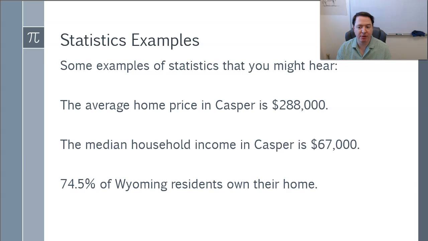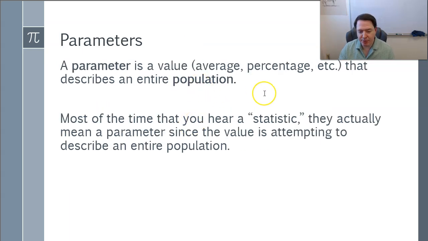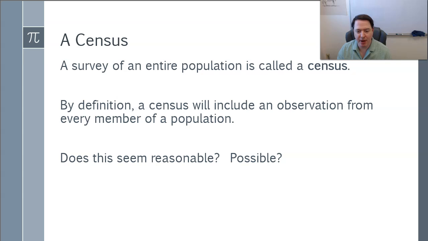And as soon as I start making claims about the whole population, so this would be about all houses in Casper, I'm now working with this thing that we're calling a parameter. So that's what a parameter is, and know that that goes together with these populations.